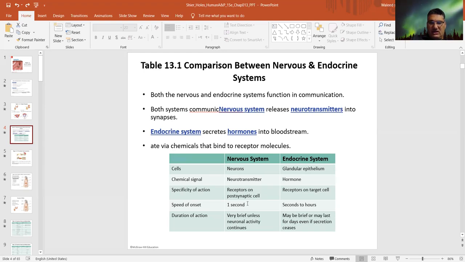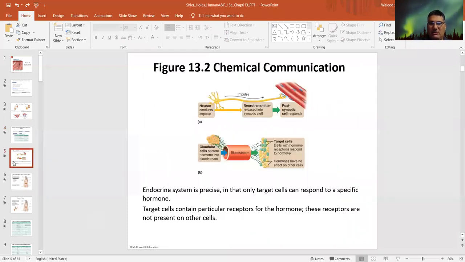Obviously, the nervous system takes like a second or something, and the endocrine system can take like hours. The action of the nervous system is very brief. So like you touch something, you move, it's over, it's done. The endocrine system takes time to start and it takes time to go away. So the duration of action is a little bit longer. So here it is, the difference.